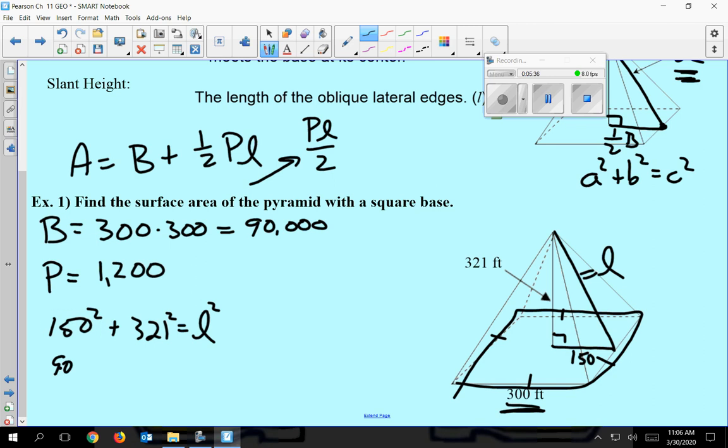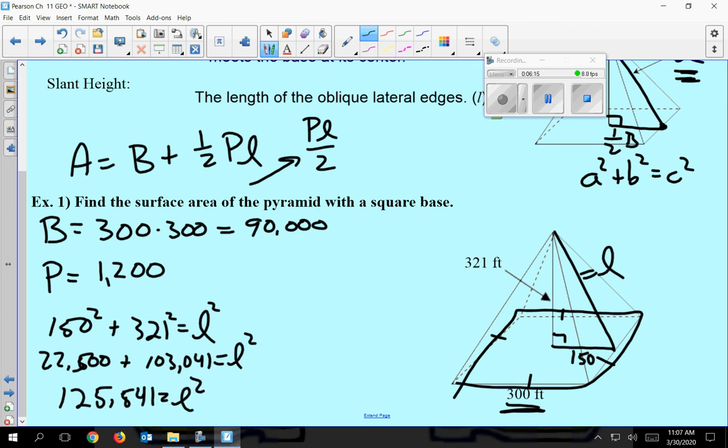So I get 90,000. Oops, I'm sorry. I get 22,500 plus 103,041, okay, equals L squared. And then I'm going to go ahead and just add those, and I get about 125,541, oh my gosh, equals L squared.